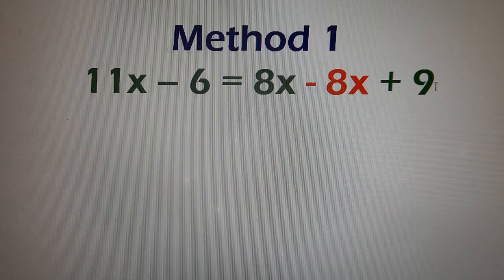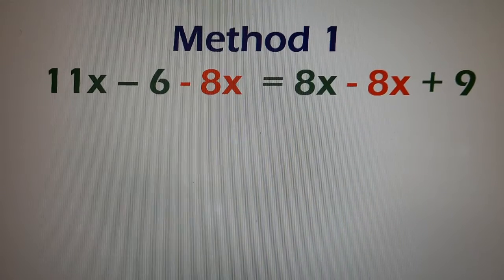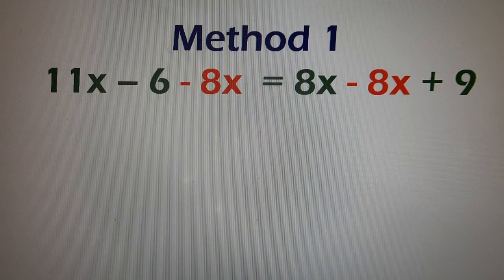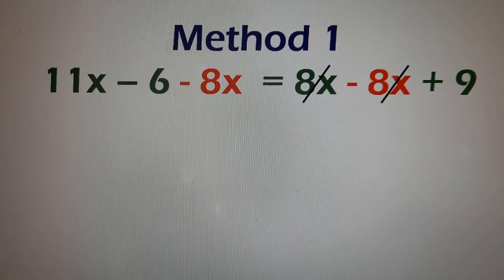Whatever change you make to the right side, you have to do the same thing to the other side also. So, balancing the equation, we write negative 8x on the left side also. Now you can cancel positive 8x and negative 8x on the right side of the equation. You can simplify like terms on the left side.